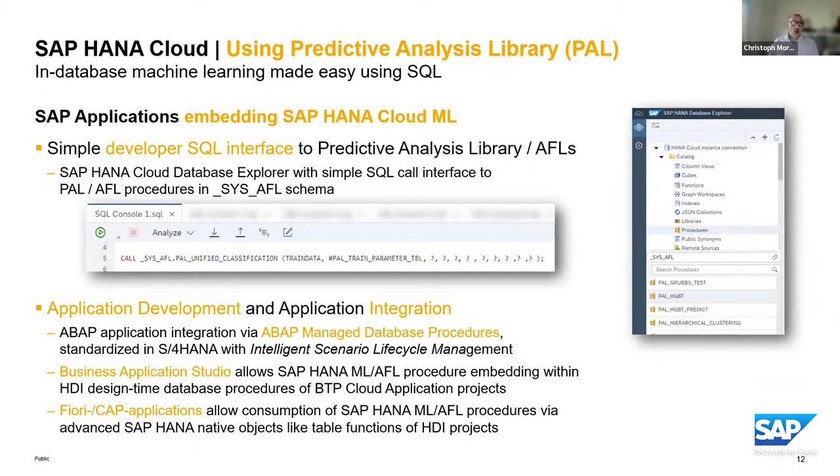Now, if you want to call the PAL algorithms, you would call them as procedures from the SysAFL schema. As in this example, we're calling the PAL unified classification algorithm, just passing our data in one table, and in another table, maybe a temporary one, we pass in the parameters. So we have to prepare the parameters in a table and pass them to the function call, but that's basically it. Off you go, and you would be getting back the results of different kinds of result types here out of this procedure call.